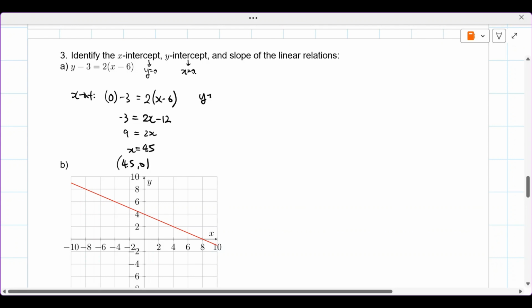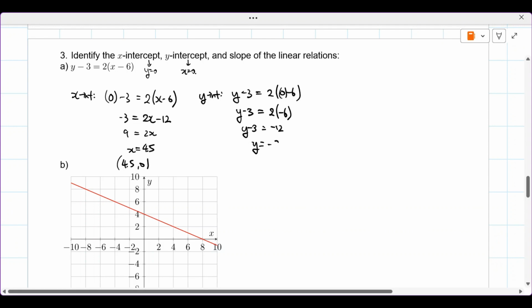And the y-intercept, similarly, you put x equals 0 instead. So that's y minus 3 equals 2 times 0 minus 6. Y minus 3 is equal to 2 times negative 6. Y minus 3 is equal to negative 12.